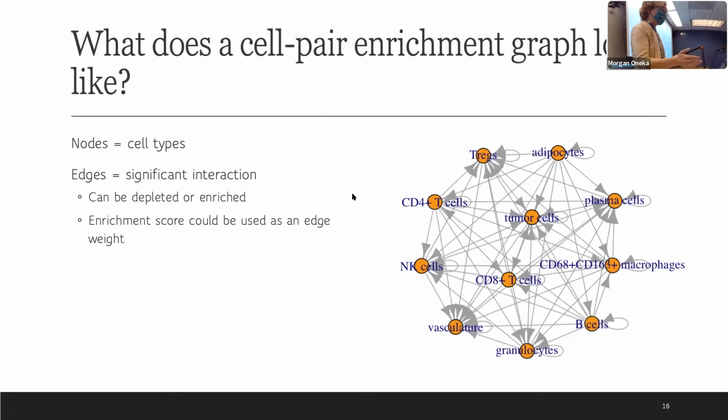And so this is the output of what this would look like. I've included a baseline iGraph plot just to show what this looks like before we get into actually how the package works. But essentially every node corresponds to a cell type. There's 1 node per cell type, and we have edges between cell types that have a significant interaction. So either they're depleted or enriched. We can't really tell from this basic graph yet, but we have some kind of important interaction between those 2 cell types. And then we have an enrichment score that could be used as an edge weight.